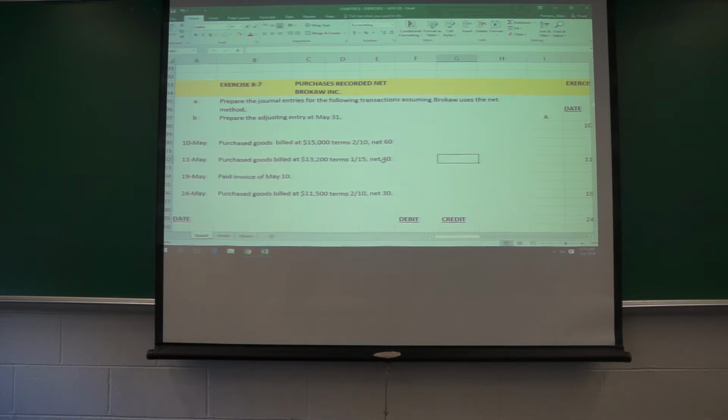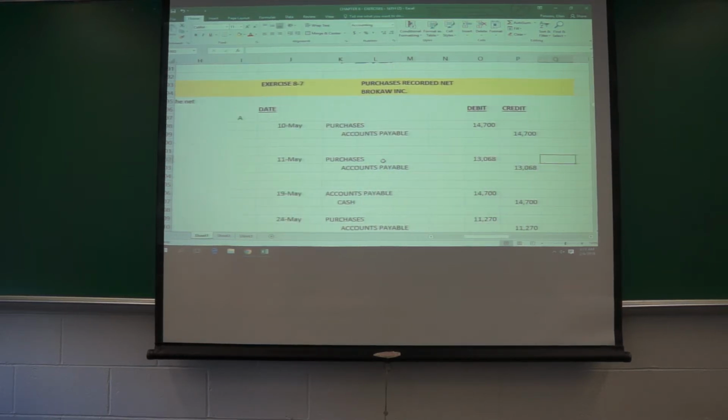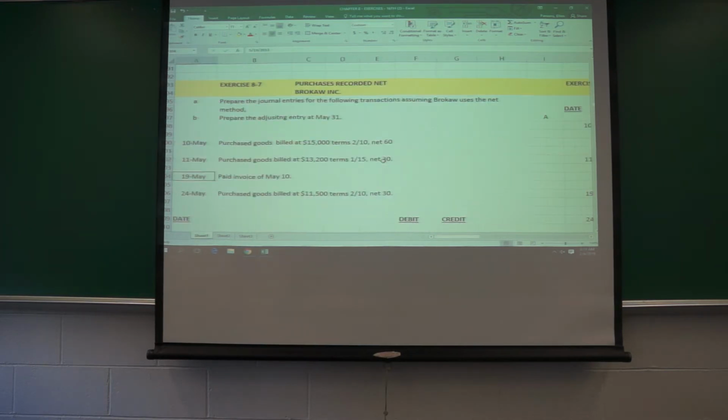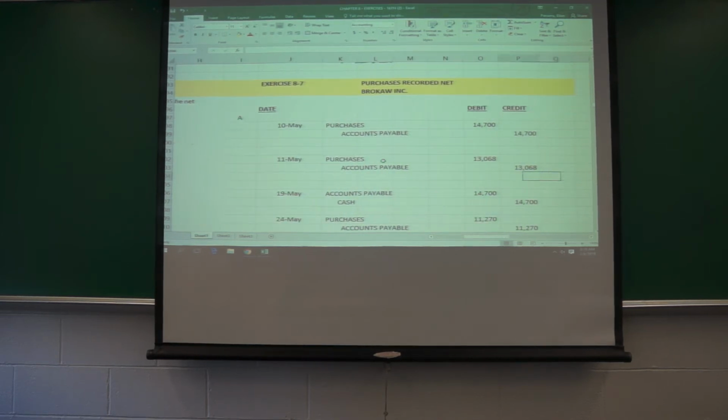We purchased some more goods from another supplier. The terms are 1/15, net 30. So we would record those at the purchase amount less the 1% discount. Okay. So these are just recorded at net. And when we pay the May 10th invoice, we're paying within the discount period. So our entry is simply, we reduce that 14,700 accounts payable, and we make the check for cash, all net.